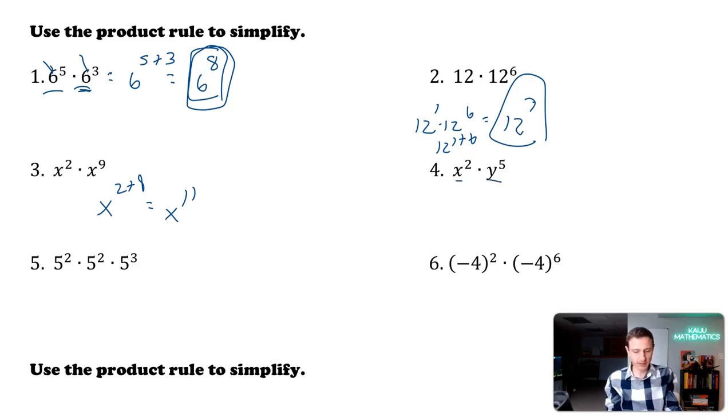Make sure your bases are the same. Look at number 4. X to the second times y to the 5th. We have different bases, so we're not multiplying anything together. So the answer is just x squared y to the 5th. They are not the same bases, so we can't just add the exponents.